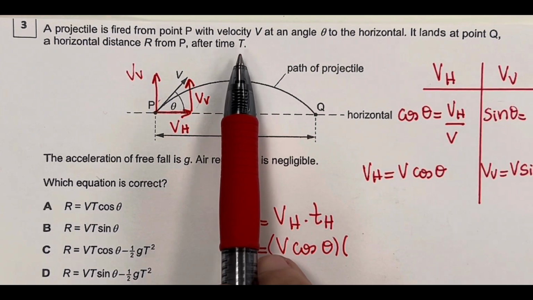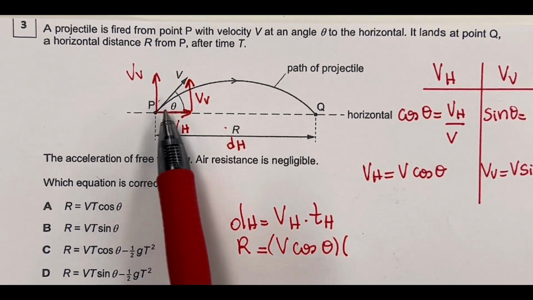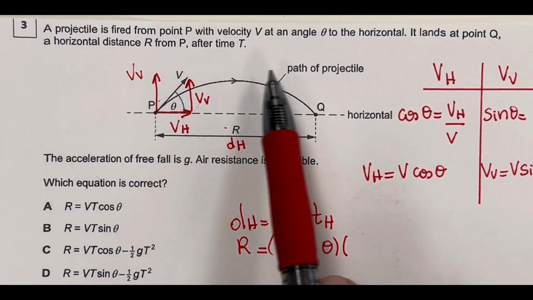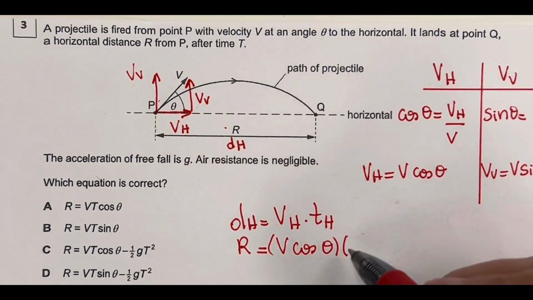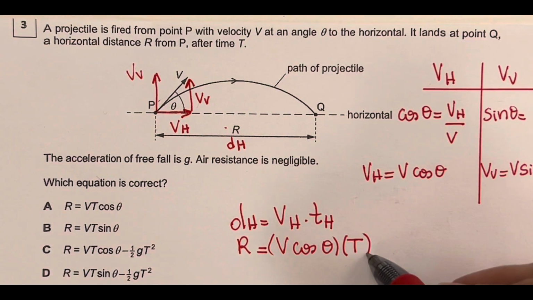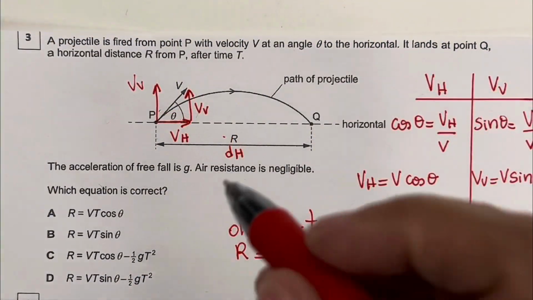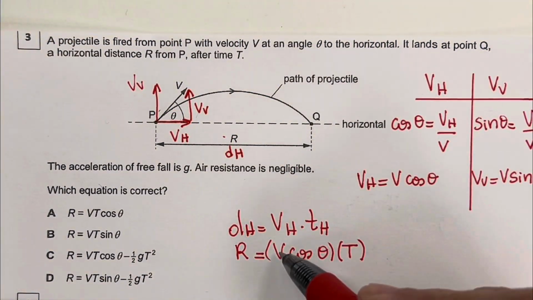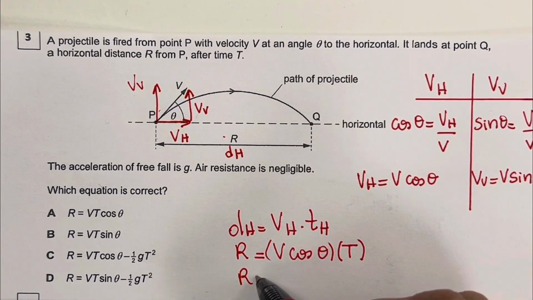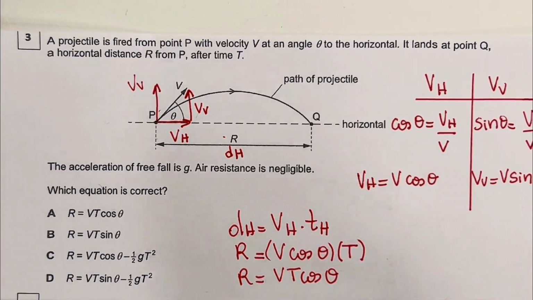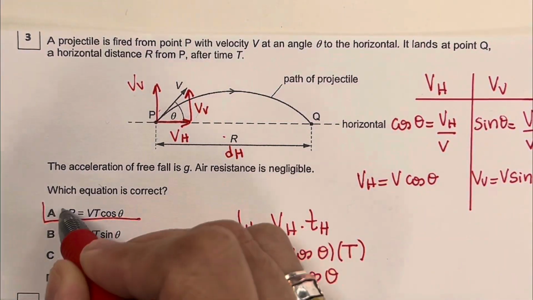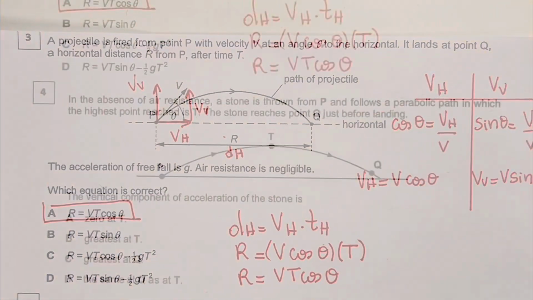Why? Because it's saying from point P to point Q, the entire time is T. So here I'm going to write just the letter T. Now I'm going to rearrange V and T. So R is VT cosine of theta. And I have a winner right here, which is option A.